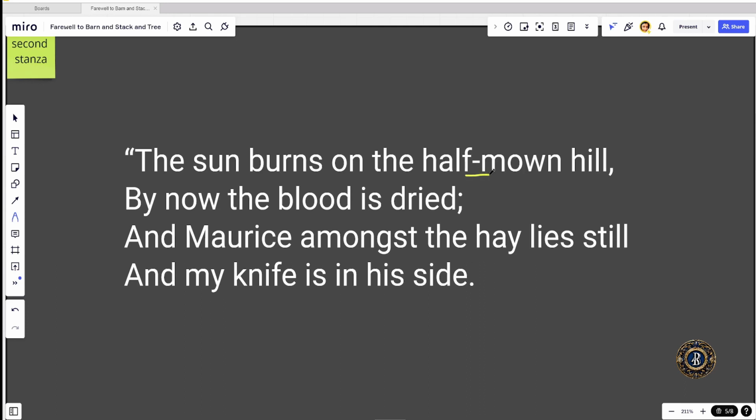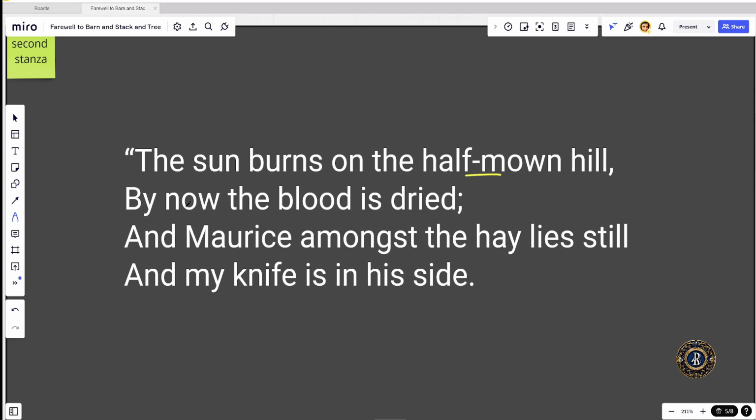Half-moon hill, it can be they have simply cut the grass or maybe cut the harvest. They have reaped the harvest, but it's an act half done. They could not complete it. Therefore, the writer says the half-moon hill. By now the blood is dried.